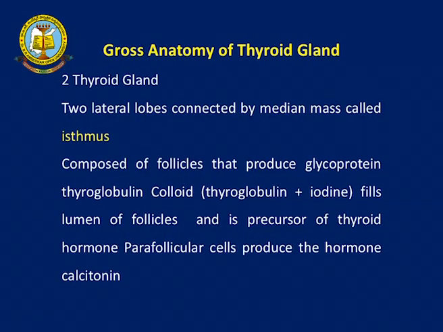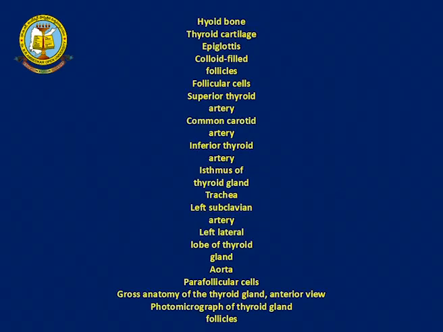This is the gross anatomy of the thyroid gland. The two lateral lobes are connected by the median mass called the isthmus. The follicles produce the glycoprotein thyroglobulin, the colloid thyroglobulin plus iodine fills the lumen of the follicle and is the precursor of the thyroid hormone. The parafollicular cells produce the hormone calcitonin. These are the hormones secreted in the thyroid region, and there are many types.